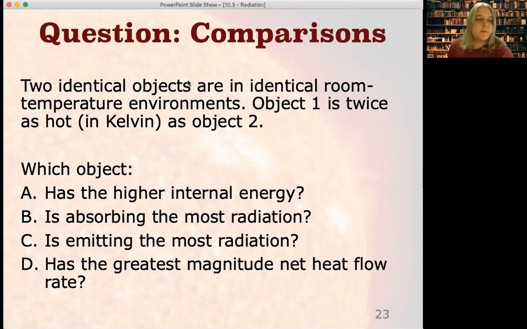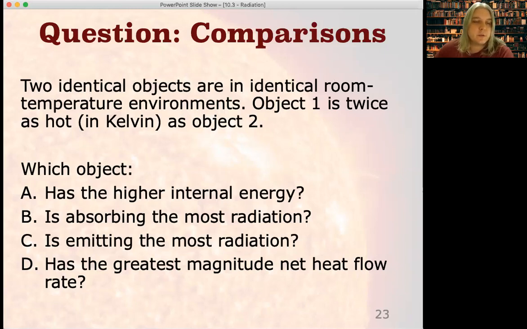First one, A: which has the higher internal energy? Hopefully you all remember that internal energy is just the total energy inside an object. Since these two objects are identical, we don't have to worry about their specific heat capacities or anything that would complicate it. If object 1 is twice as hot as object 2, it must have twice as much internal energy. So object 1 is the answer for A.